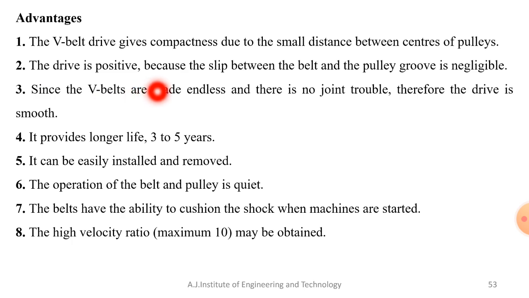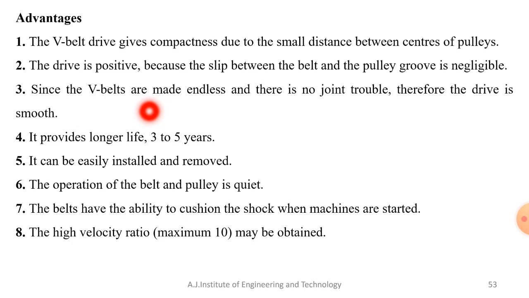The second one, the drive is positive because slip between the belt and pulley groove is negligible, because in flat belt drive there is no proper grip, because the pulley is flat in flat belt drive, but in case of V belt drive, the pulley is having a groove, so it means that we will get wedging action there. So that's why there should not be any kind of slip.